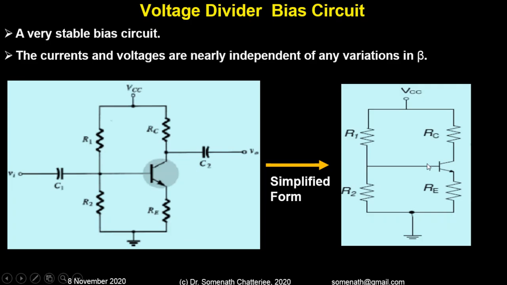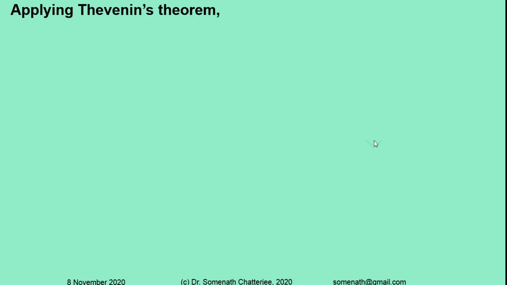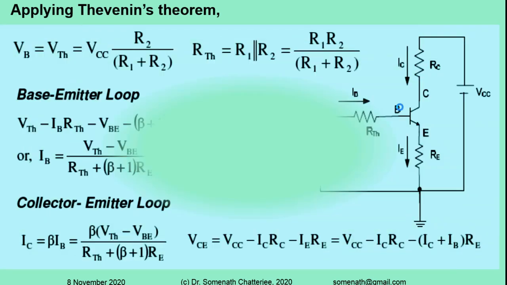We can say R1, R2, RC and RE. So this is the NPN transistor, and that is the simplified form of the circuit. So here, for R1 and R2, we will use Thevenin's circuit theorem. If we apply Thevenin's theorem, what we get is this circuit diagram, the equivalent circuit.